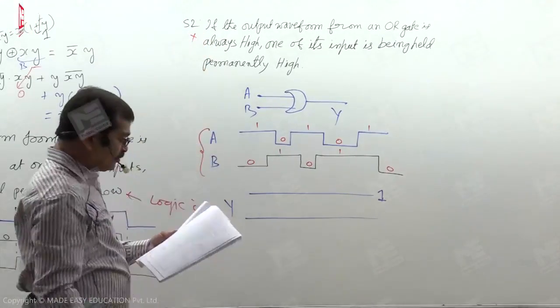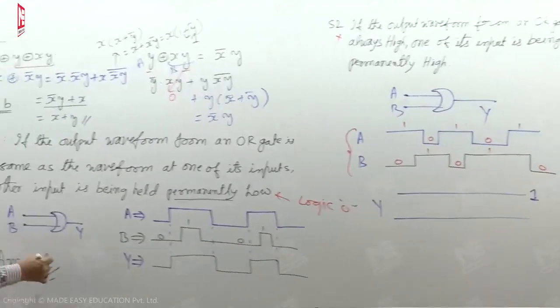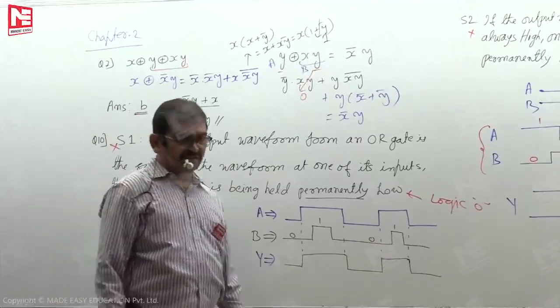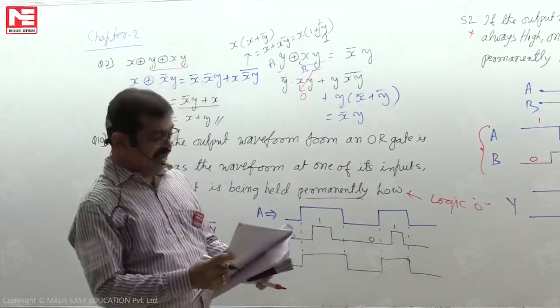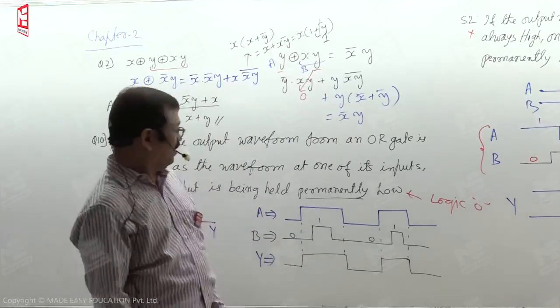Hence, from the given options, the answer for this question is option D. The answer to this question is option D. Option D is none of these. So we do not have any one of the statements being true. So none of these statements are true. It is the answer.